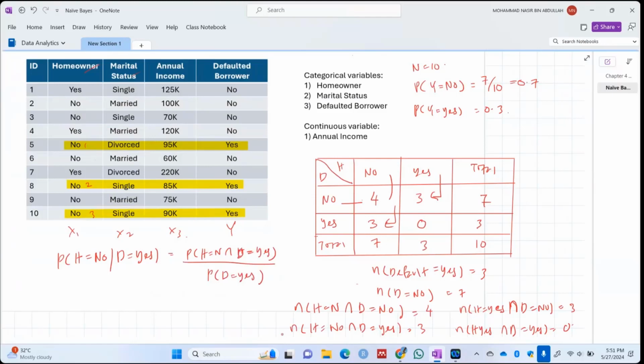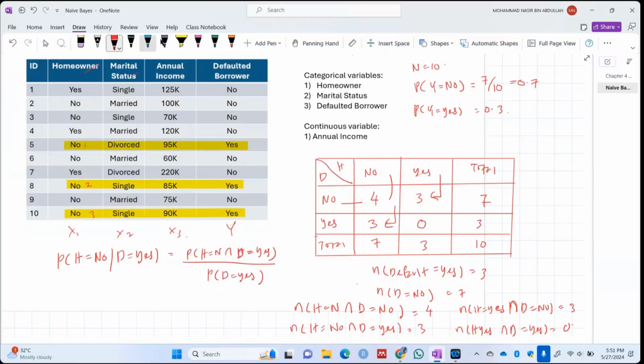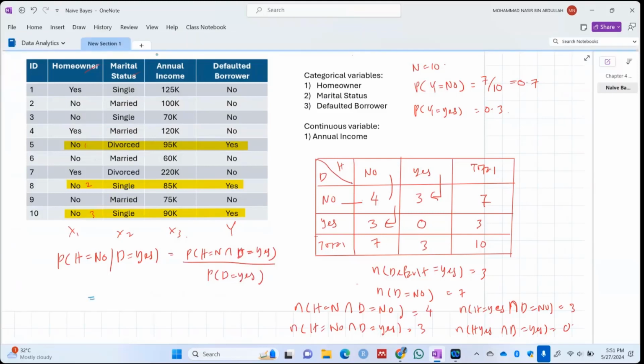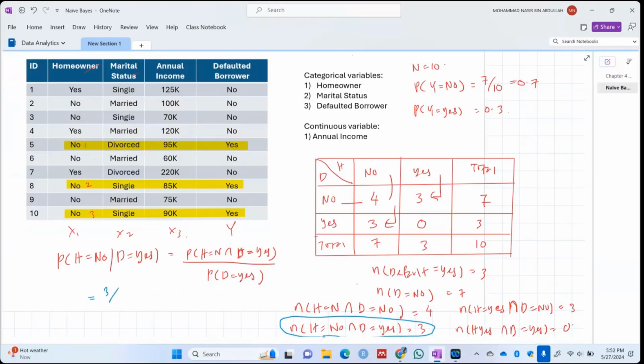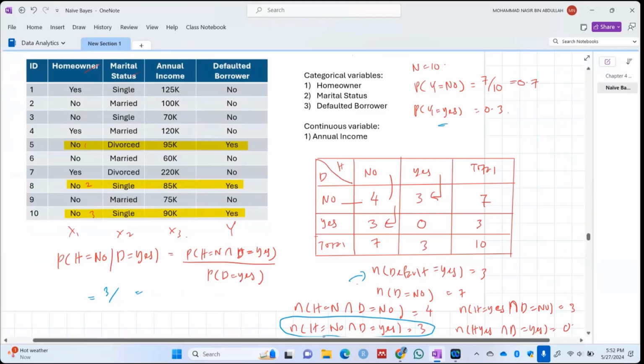Okay. So to find this, it is the number of outcome in the intersection. So the probability of H equal to no intersect D equal to yes should be equal to the number of outcome of H equal to no, D equal to yes, which is 0, divided by the number of outcome in D equal to yes, 3. So this is 0 over 3. Equal to 0.